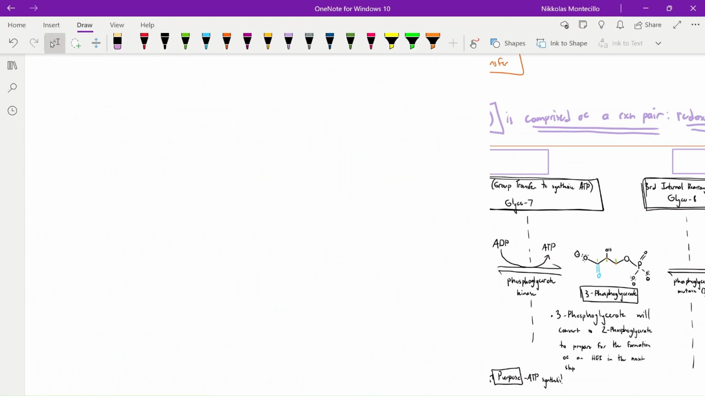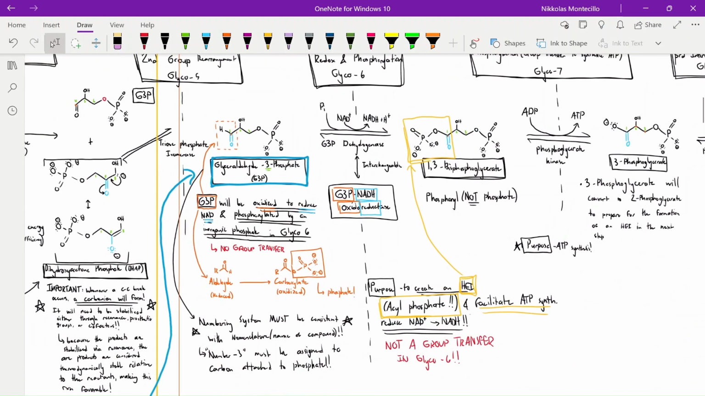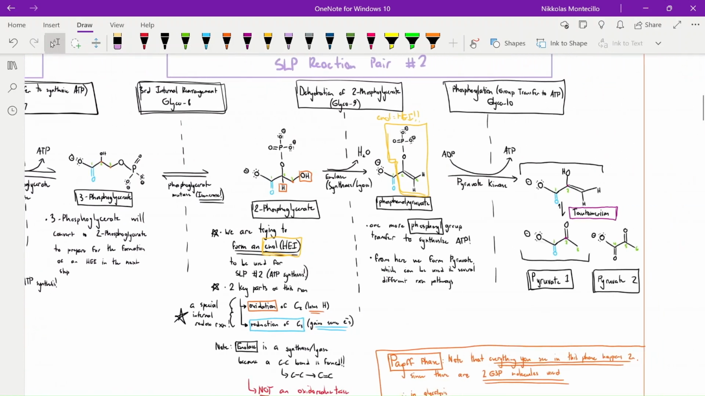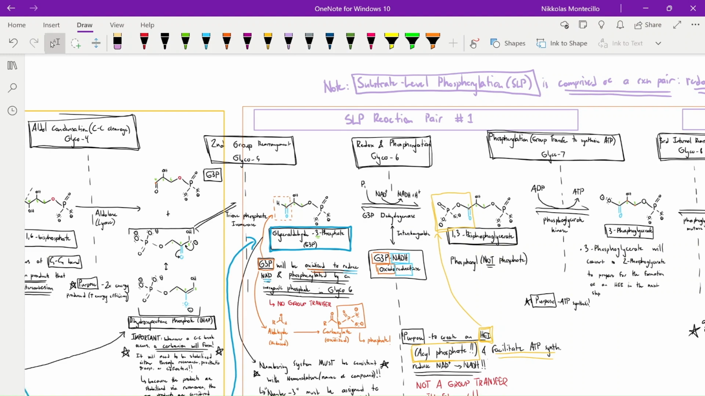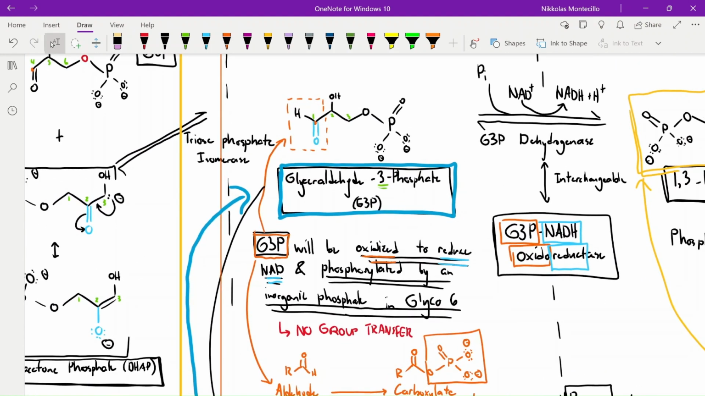So an important note that we have to consider here is that everything here occurs twice, right? Because there's two G3P molecules. So everything you see here happens twice. G3P, or glyceraldehyde 3-phosphate, will be oxidized, as I highlight here in a different color, to reduce NAD. Okay, so there's two G3P molecules, and each G3P molecule will be oxidized to reduce NAD. And they'll be phosphorylated by an inorganic phosphate in Glyco 6. So there's no group transfer.